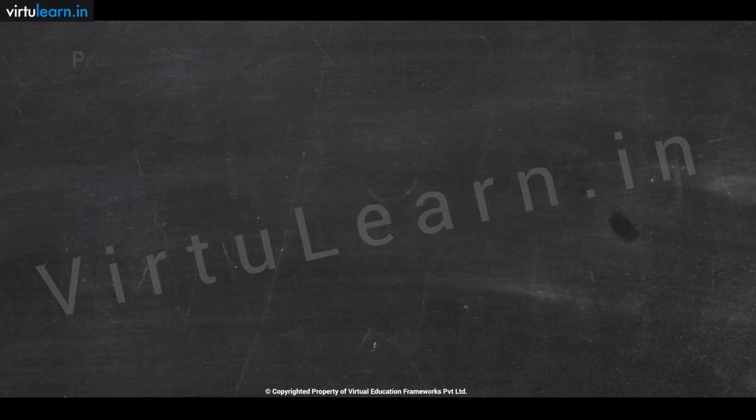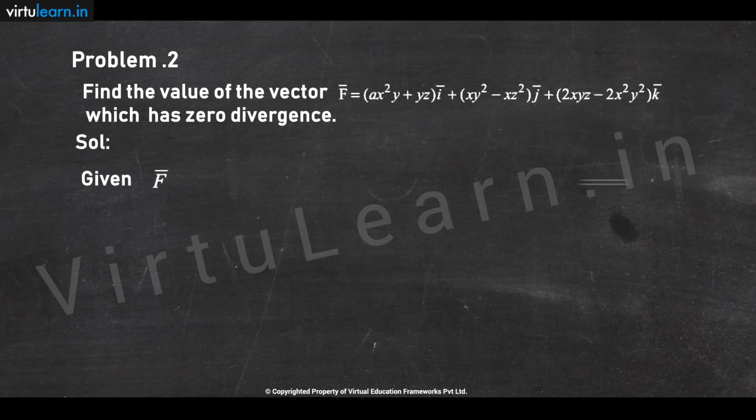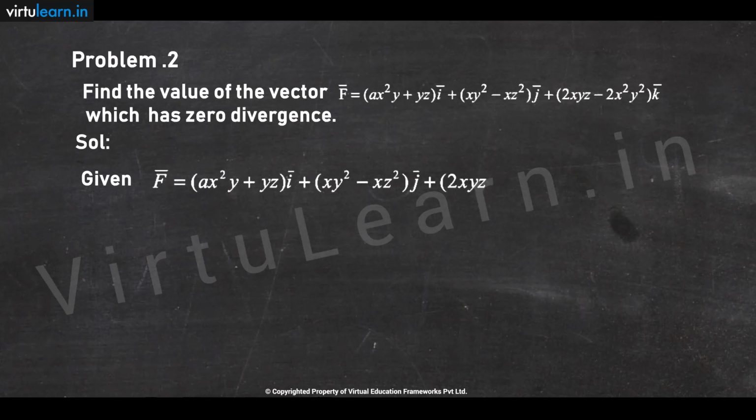Let's now discuss another problem. A vector is given containing an arbitrary quantity a. We want to find out the value of a for which the vector has zero divergence. That means the divergence of the vector is to be 0. We have to find a such that divergence of f bar is equal to 0, where f bar is ax square y plus yz into i bar, plus xy square minus xz square into j bar, plus 2xyz minus 2x square y square into k bar.